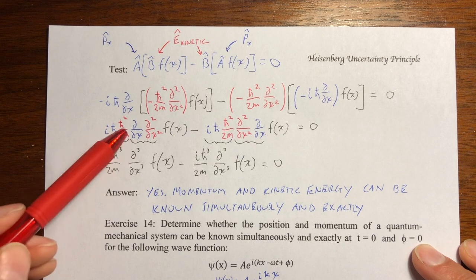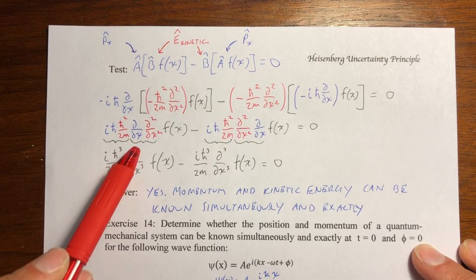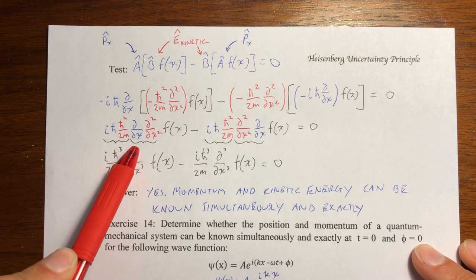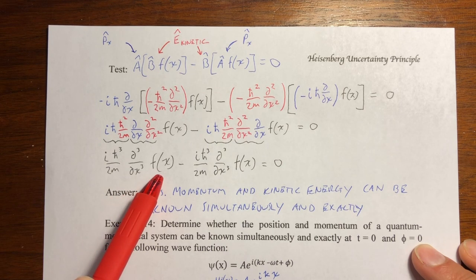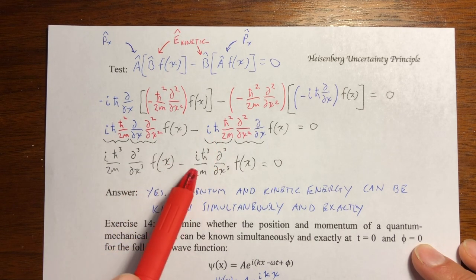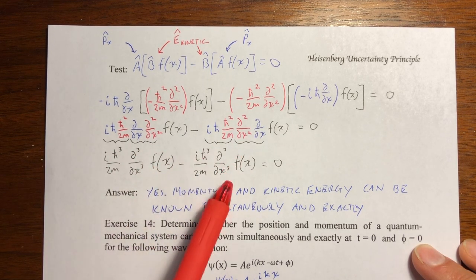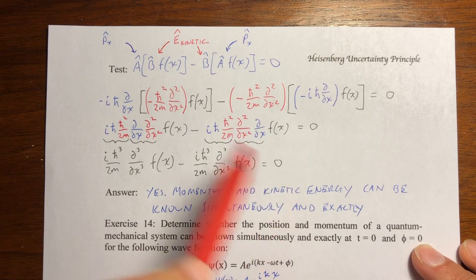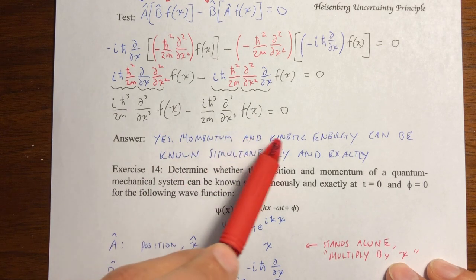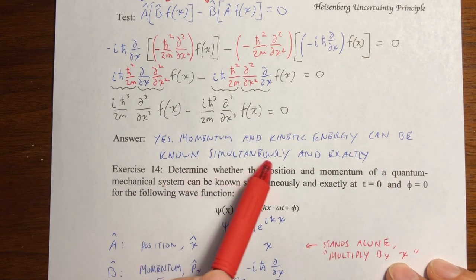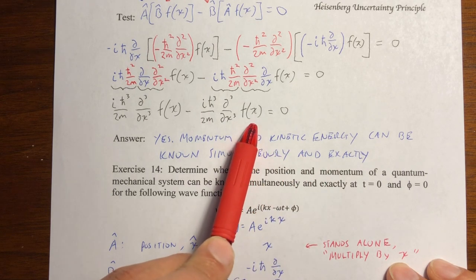So all of these constants out front can be simplified down to i times h bar cubed over 2 times mass, and the derivative of a second derivative is just the third derivative acting upon f of x. And if we simplify the right side, it ends up being the same. And so when we take the difference between them, since they are the same, it is equal to 0. And that tells us that in a quantum mechanical system, momentum and kinetic energy can be known simultaneously and exactly for the arbitrary function f of x.